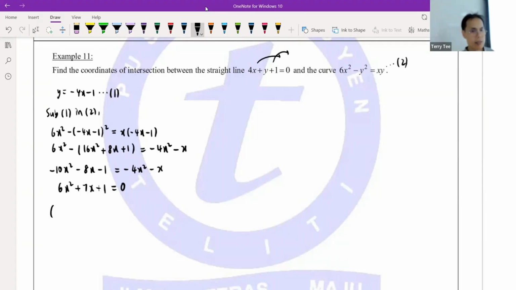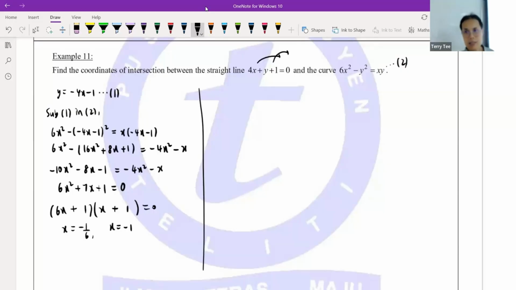So we can factorize this, right? It's not difficult. We use 6 and 1, both positive. Your x is negative 1 over 6 and negative 1. So you get two answers for x.